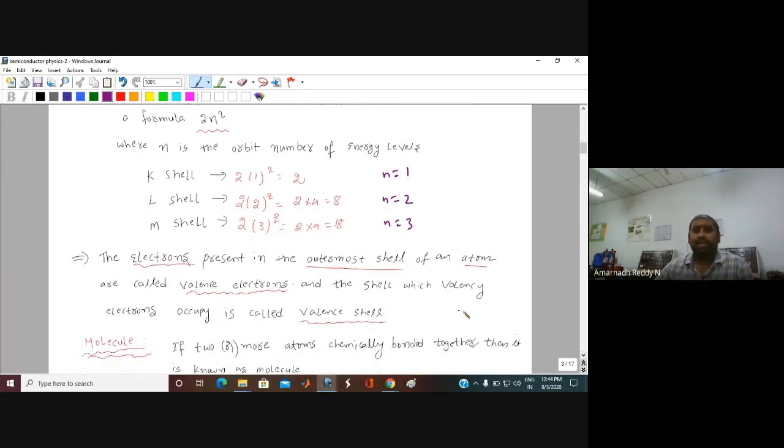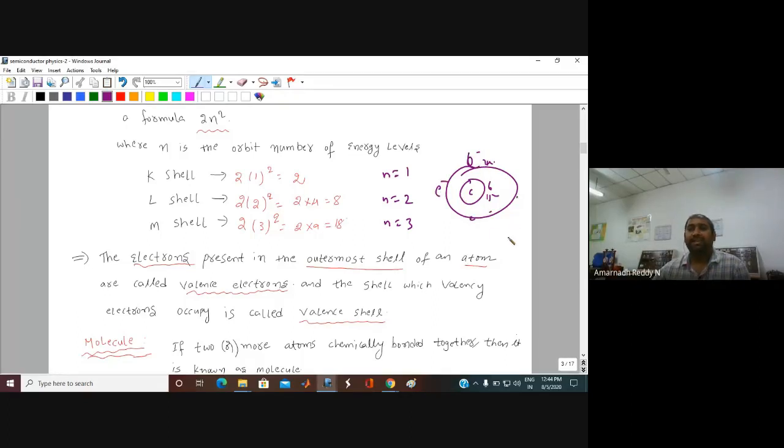Now you see the electrons present in the outermost shell. Suppose you take carbon. Its atomic number is 6, and the outermost shell is called the valence shell. The configuration is 1s2, 2s2, 2p2, so here you have 4 electrons in the outermost shell.